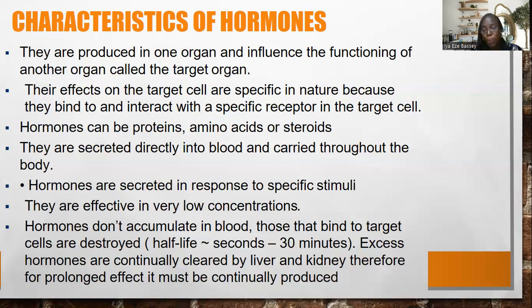Hormones don't accumulate in blood, all right? Those that bind to target cells are destroyed in some amount of time, sometimes seconds to almost 30 minutes. And if there is any excess hormone, they are usually cleared by the liver and kidney. Therefore, for prolonged effect, you must have that hormone being continually produced. This is very important when you come to regulation of hormone action. If they are continually there without being cleared, you could have disease states or disorders resulting.